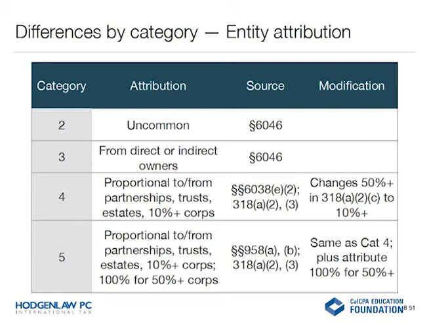So step number 1, under the source column, let's say you're looking at category 4, you're going to want to go to section 6038, look at paragraph E2, and that's going to tell you to go over to section 318 and apply the rules from there. But then in the modification column, section 6038E2 tells you, go look at section 318, except in this paragraph apply this change, in this paragraph apply this change. So you look at the first code section, which basically tells you, here's the rules for this category, here's the code section that gives the general attribution rules, and then here are the modifications that apply specifically to this category. And then the same thing happens for category 5, except there you start at section 958A and B, and that tells you to go look at section 318, and then also provides some modifications to the section 318 rules.